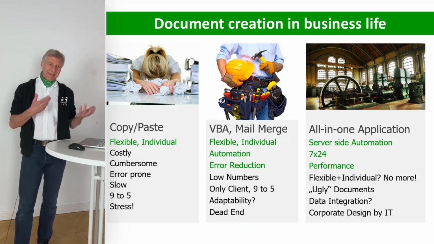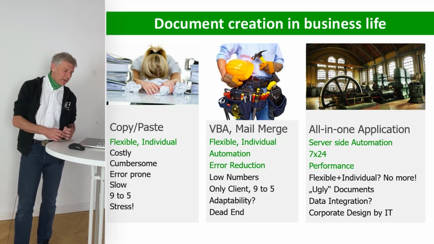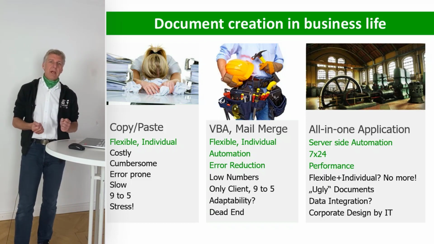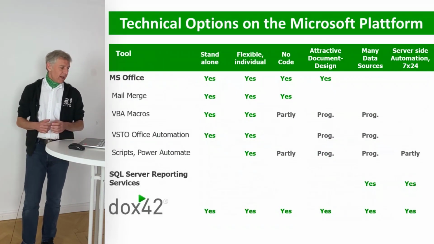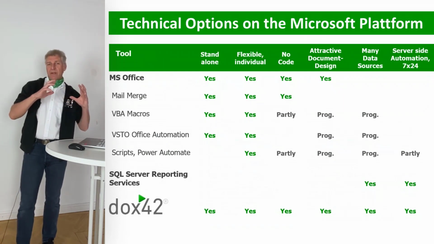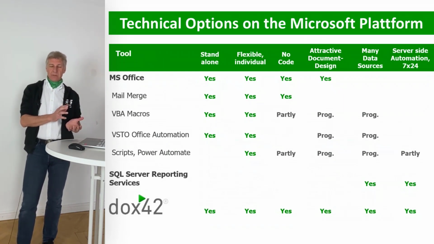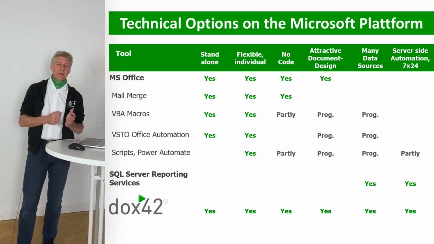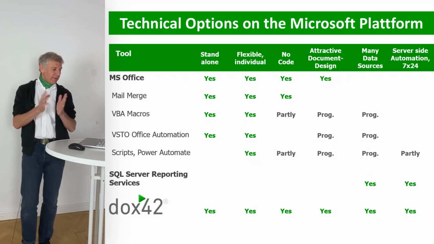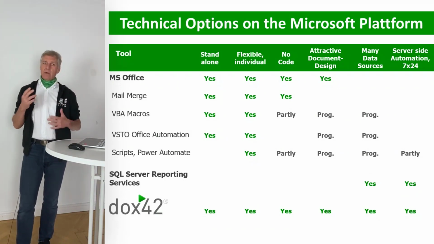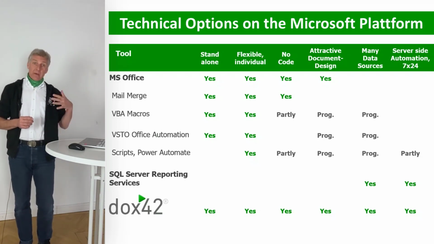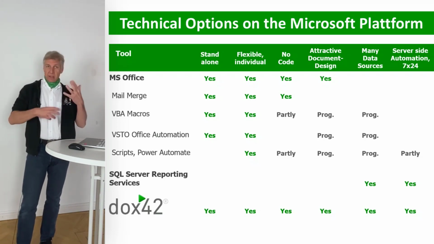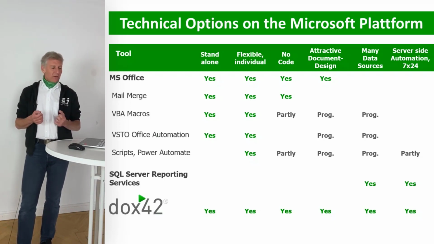So there must be another way, and I want to give you a technical overview of the options you have on the Microsoft platform when it comes to document automation. And first of all, there's the option to stay within Microsoft Office or Microsoft 365, as it's called, quite recently. So you have mail merge, you have Visual Basic for Application macro, Visual Studio Tools for Office Automation. Yes, that's still alive. And then you have new capability Office scripts along with PowerAutomate. And that's all very nice.